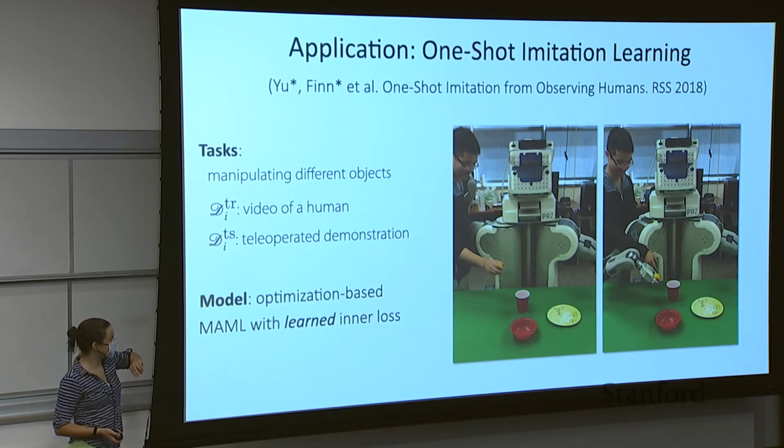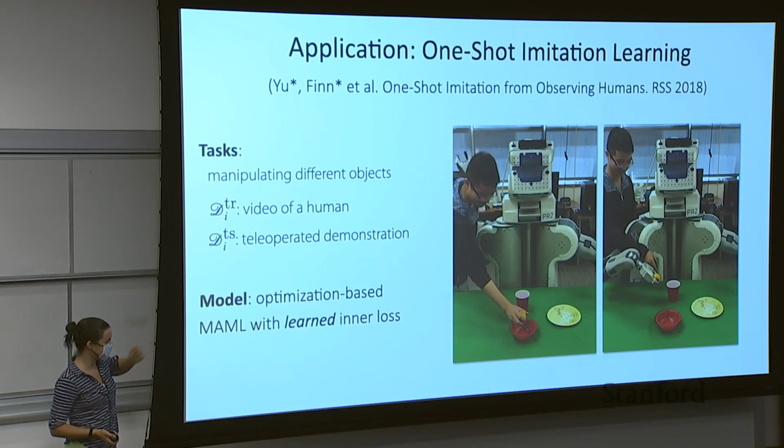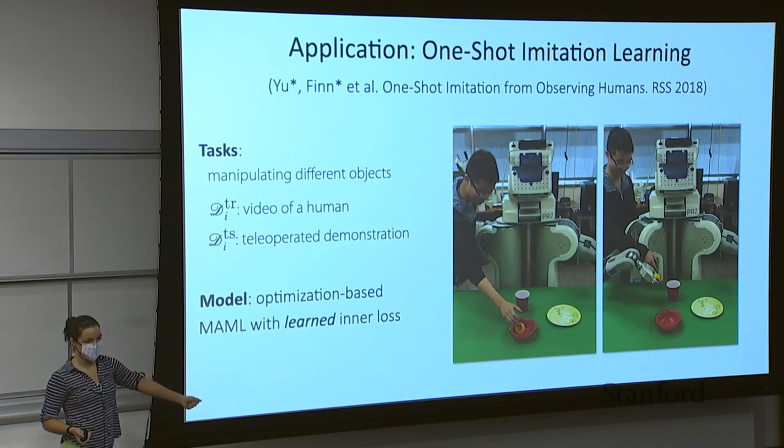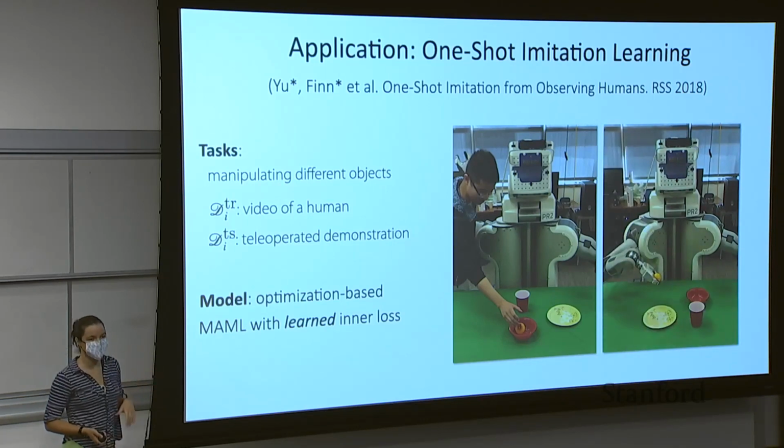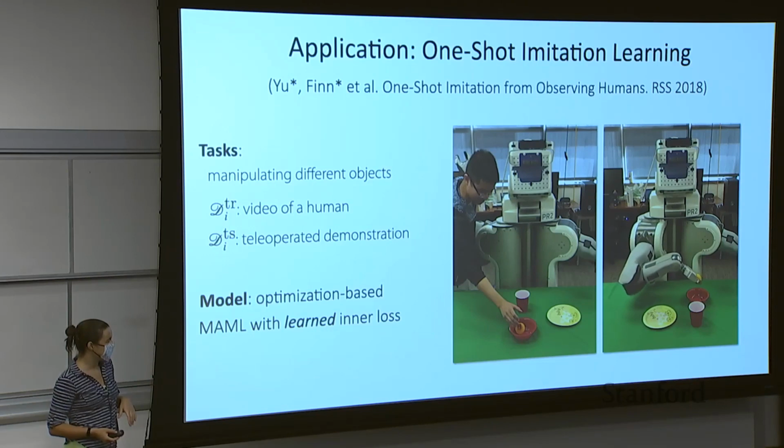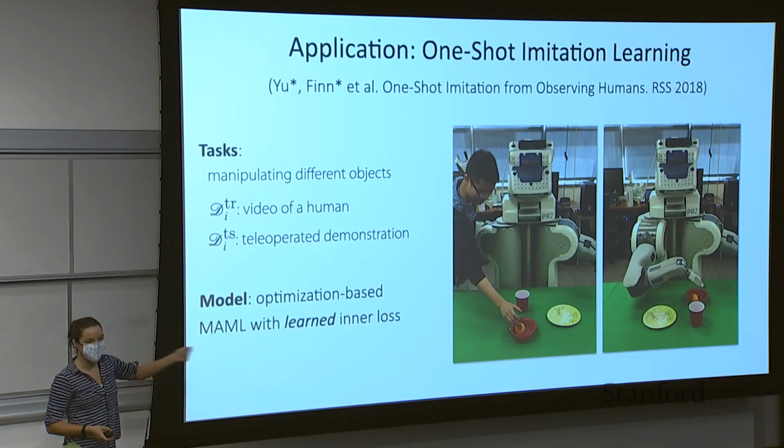And what you get is something like this, where at meta-test time, you give it a video of a human placing an object into a new container, and then the robot adapts its policy using that video of a human, and then gets a policy that acts like this.